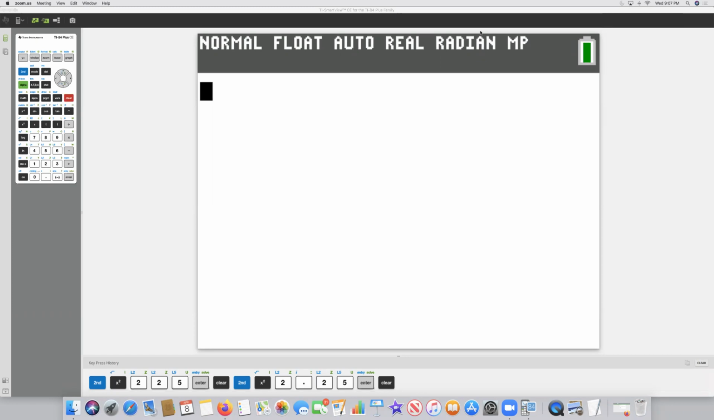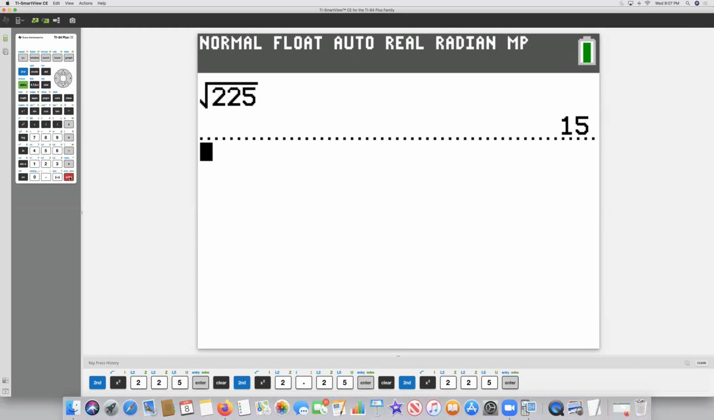So I wanted to begin by just reviewing how we find a square root with our graphing calculator. We go over here to second, and then we hit the square root key here. And let's take the square root of 225. And we just hit enter, and there it is.